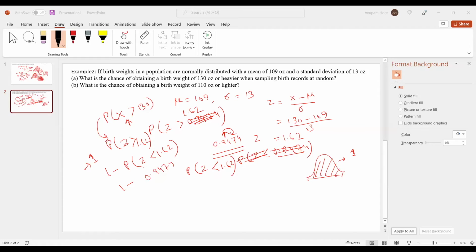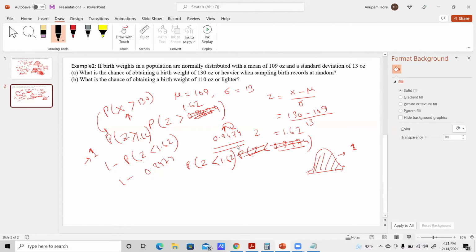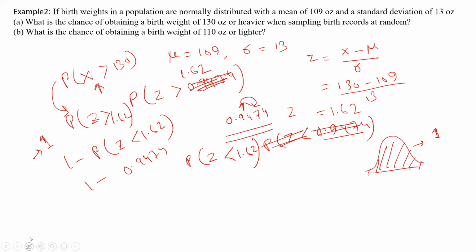So if we calculate it again, it will be 1 minus 0.9474. It will be 0.0526. This means 5.26%. So what is the chance of obtaining a birth weight of 130? It will be 5.26%.